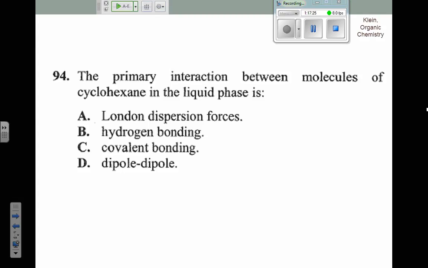Okay, this is going to be the last one for today, and then we'll finish this on Friday. So, everything about cyclohexane. Cyclohexane literally only has hydrogen and carbon, so it's only London.